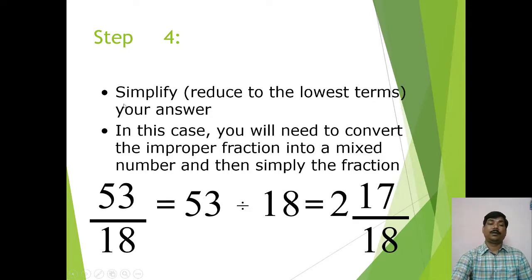mixed fraction. To simplify, reduce to the lowest term for your answer. In this case, you will need to convert the improper fraction into a mixed number, a mixed fraction, and then simplify the fraction. Here we are dividing 53 by 18. The quotient will be 2 and the remainder 17. So in this way, this fraction is written as 2 whole 17 upon 18 in the form of a mixed fraction. This is the answer to your given problem.